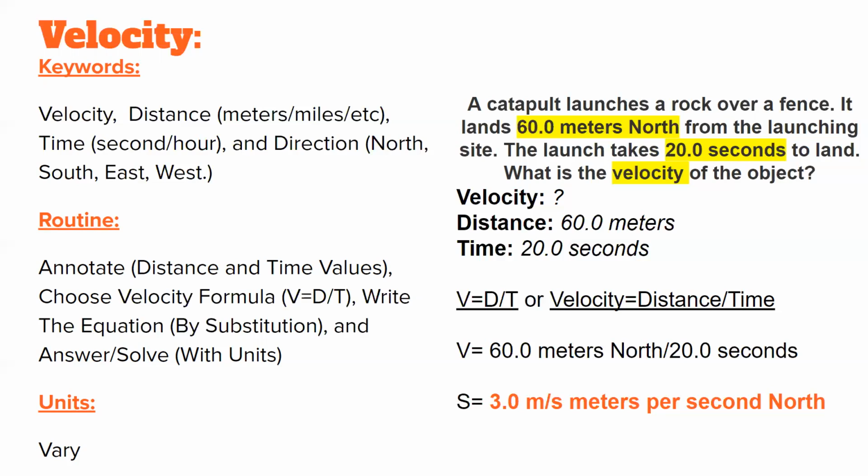Now, we do our substitution down here after we get our formula. 60 meters north divided by 20 seconds because we substituted 60 for the distance and 20 for the time. So 60 divided by 20 is 3 meters per second. Where? North. We're talking velocity. Don't forget that direction. Same thing as speed. Just include the direction after your units.